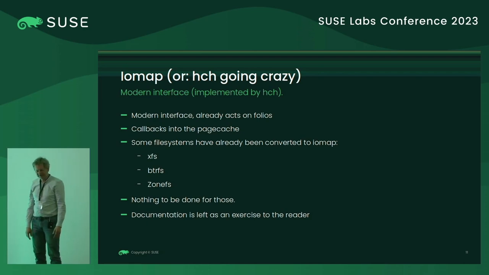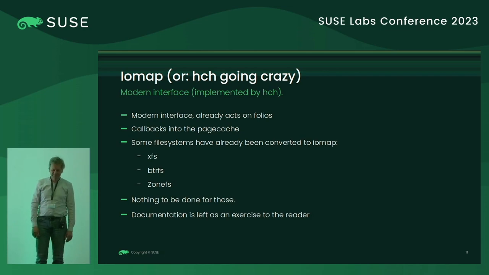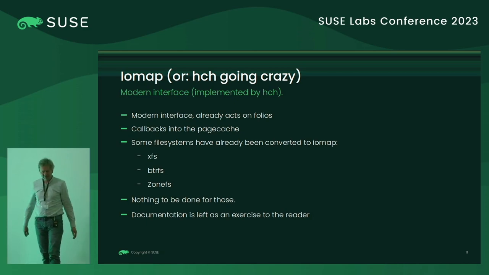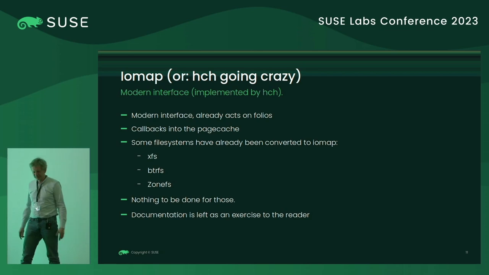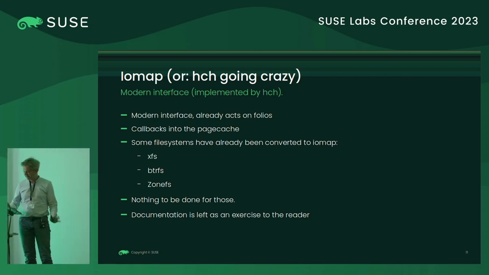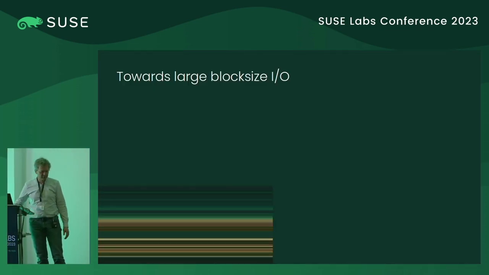Which also means that the list of file systems which are converted is very, very sparse, and in effect those are the file systems which he cares about, namely XFS, Btrfs, and ZoneFS, and none of the other file systems, because he couldn't care less about other file systems. The good thing is that we don't need to do anything about it, because as iomap is completely abstracted away, it simply doesn't care which data you throw at it. It could be a page, it could be a folio, it doesn't care. So these are actually good. Once they are converted to iomap, everything is fine. And that's actually where we want to head for.